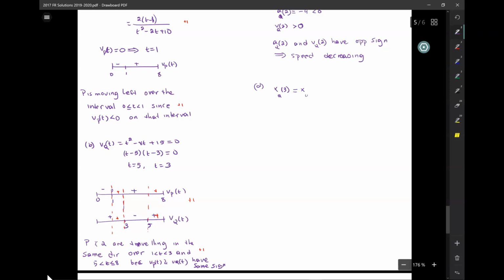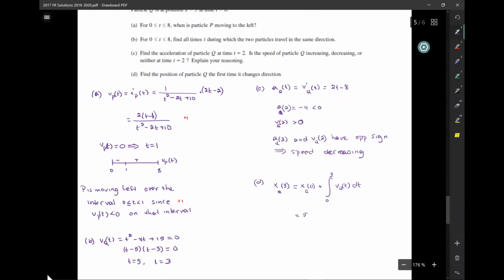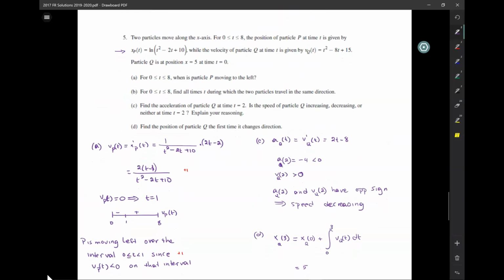So I have to do x of 0 plus the integral from 0 to 3 of, what was it that I was given here? VQ of t. And this is for the velocity, but now you want the position. Oh, I was looking. I was switching what it said for BP.